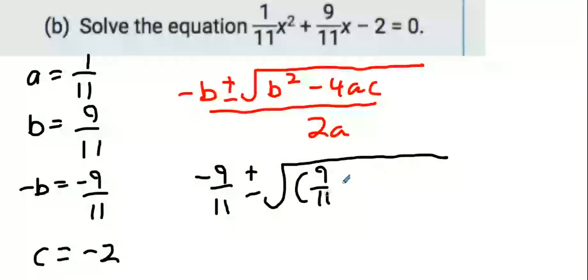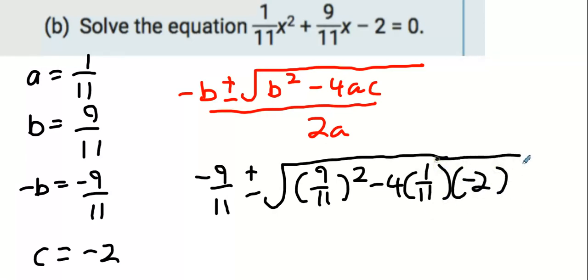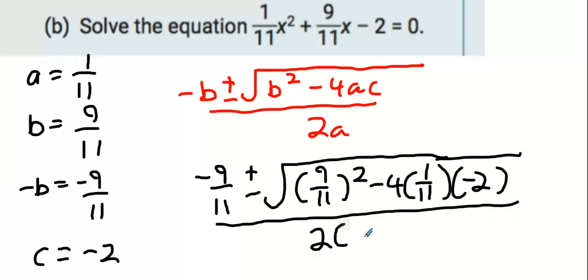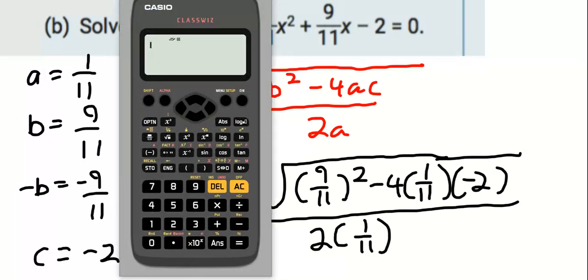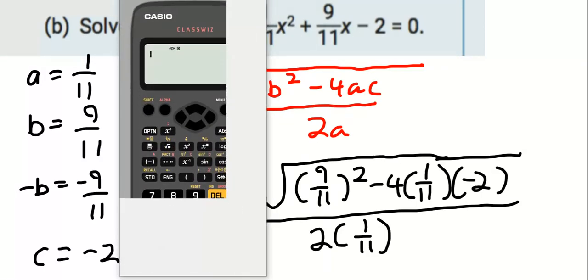Yeah. I'd say the hardest part is probably entering it into the calculator, is it? And then C, all over 2 times 1 over 11. Ouch, all right. So that is tricky. There's going to be a lot of fraction button pressing, isn't there?